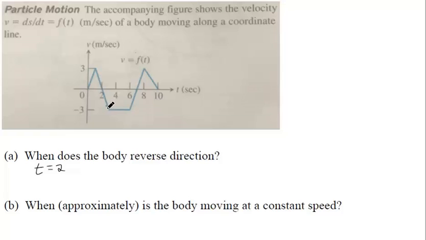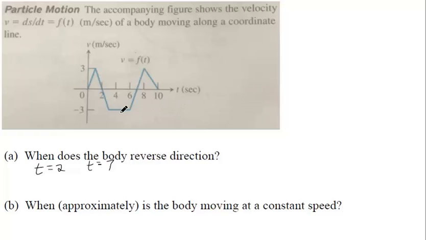So still moving backwards because we've got negative velocities. Still moving backwards because these are still negative velocities. We switch from negative to positive, so at approximately t equals 7, it also reverses direction. So those are the two places where it reverses direction.